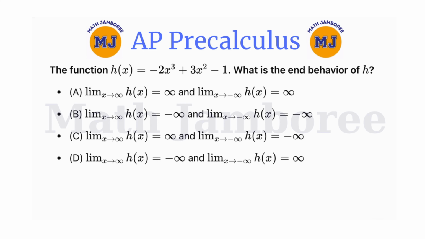So let's recall that the end behavior of a polynomial function is influenced primarily by the term with the highest degree, which is in this case negative 2 times x to the power of 3. So now let's understand how the leading term, negative 2 times x to the power of 3, dictates the behavior as x approaches positive infinity and negative infinity.